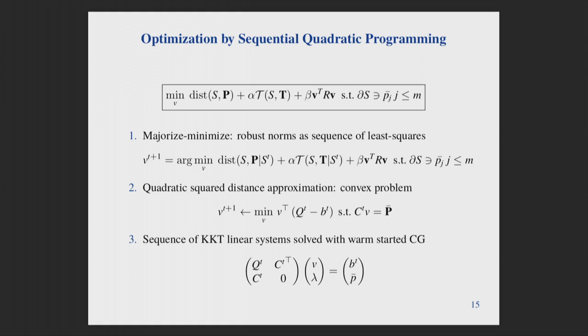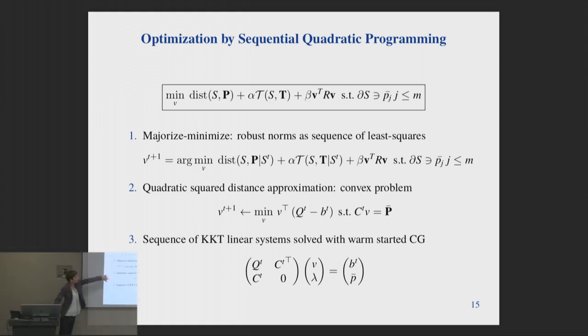And then once we have this problem, which is still not convex, we use an approximation that relaxes it to a convex problem, which is much smaller. And then once we have this convex problem, we can solve the KKT conditions. And the advantage of these KKT conditions is that the matrices here are sparse, and because they don't change much between iterations, you can just warm start an iterative solver.